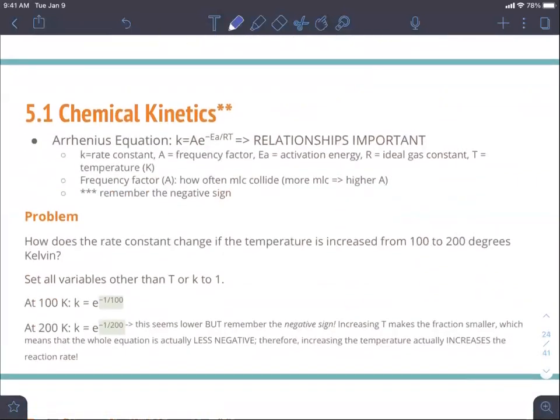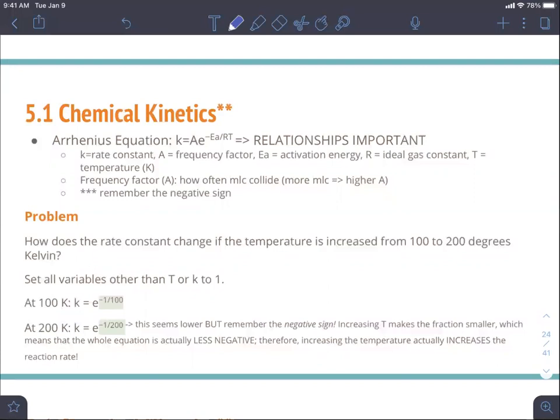So the explanation is here. Basically increasing the temperature makes the fraction smaller, which means that the whole equation is actually less negative. Therefore increasing the temperature actually increases the reaction rate. And this is constant across all reactions basically. If you increase the temperature, you're going to make the reaction faster.